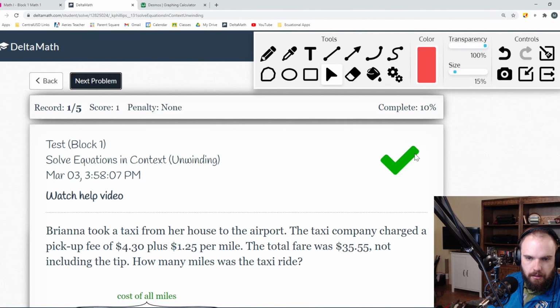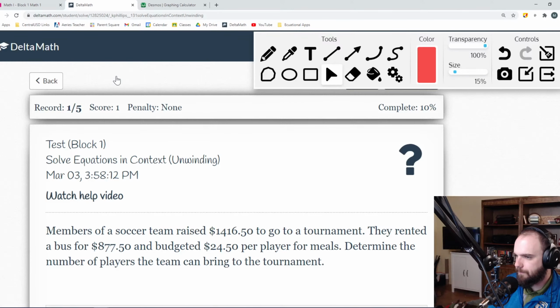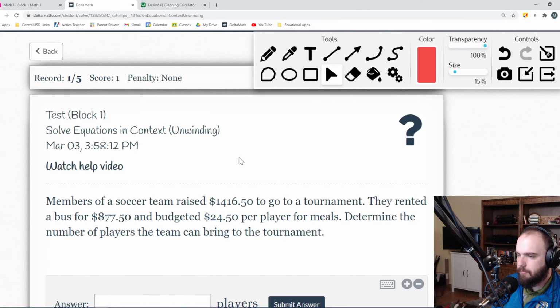Okay, let's do one more. All right, so members of a soccer team raised $1,416.50 to go to a tournament. They rented a bus for $877.50 and budgeted $24.50 per player meal. We're going to use the letter M to represent the number of meals. Determine the number of players the team can bring to the tournament.